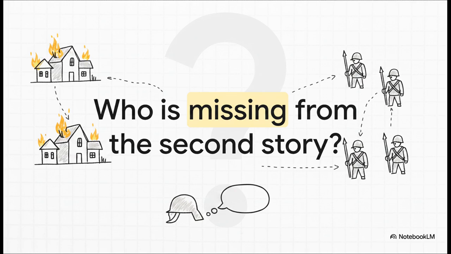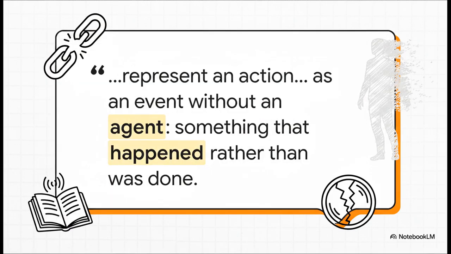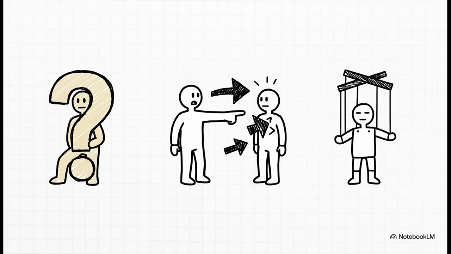So you have to ask yourself, who is missing from that story? The soldiers, the ones who did the burning, have been completely erased from the sentence. And this is absolutely not an accident. It's an incredibly powerful rhetorical tool. The linguist Paul Simpson just nails it when he says that this agentless form allows a text to represent even a violent action as an event without an agent, as something that happened rather than something that was done. It's a way to make the people responsible just disappear. And that is the critical insight here.